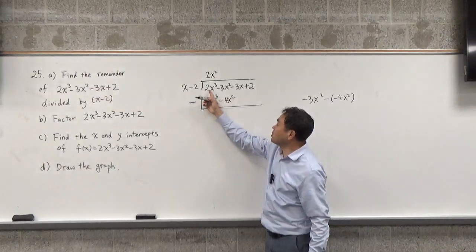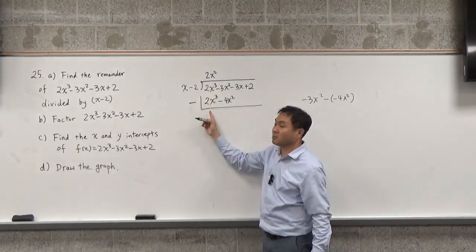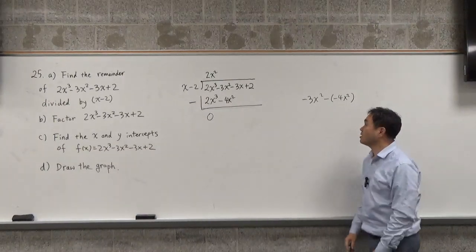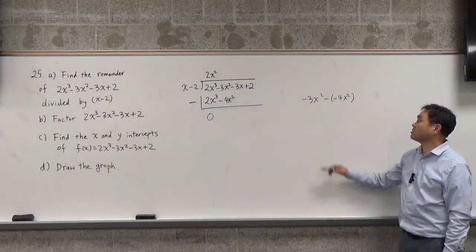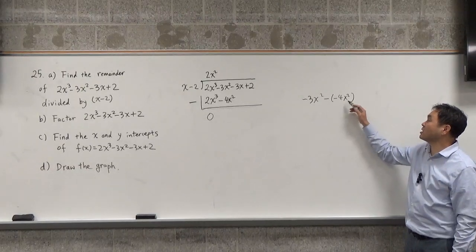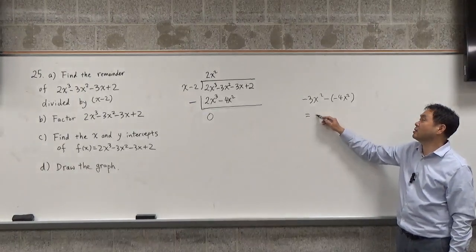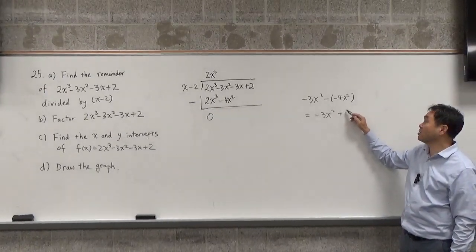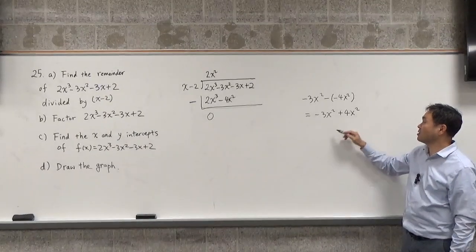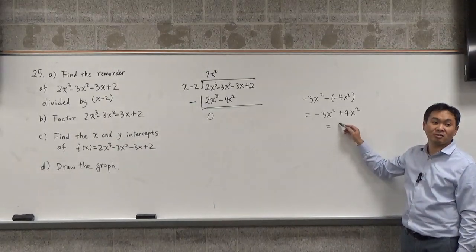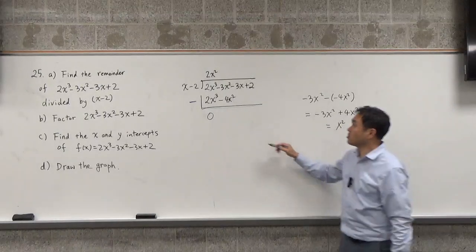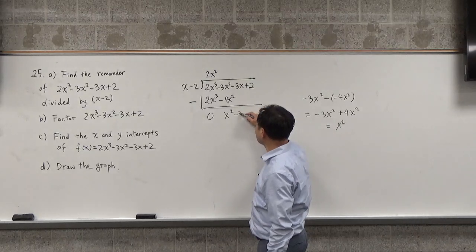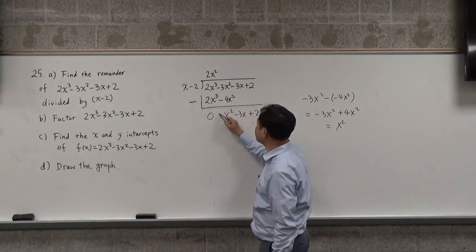First of all, 2x cubed minus 2x cubed is 0, right? Anything minus itself is 0. Next, negative 3x squared minus negative 4x squared. What's that? Negative 3x squared plus 4x squared, which is x squared. And then you bring the other ones down, negative 3x, and then plus 2.